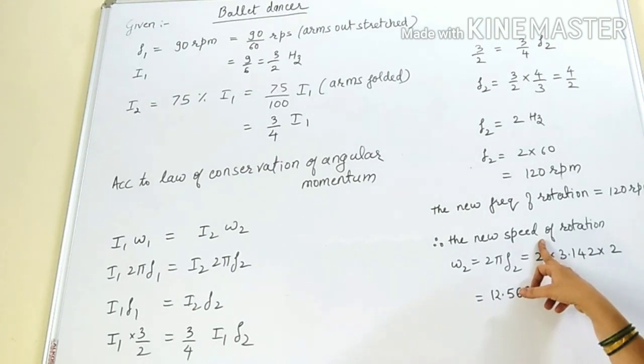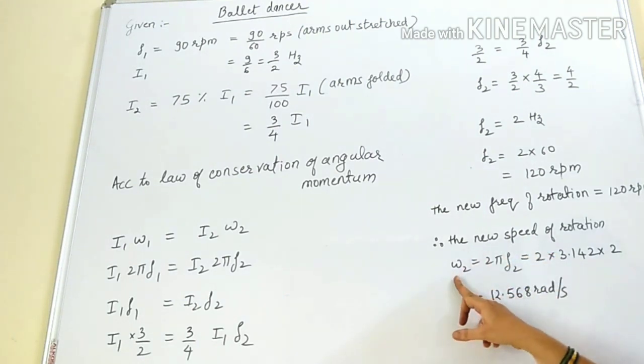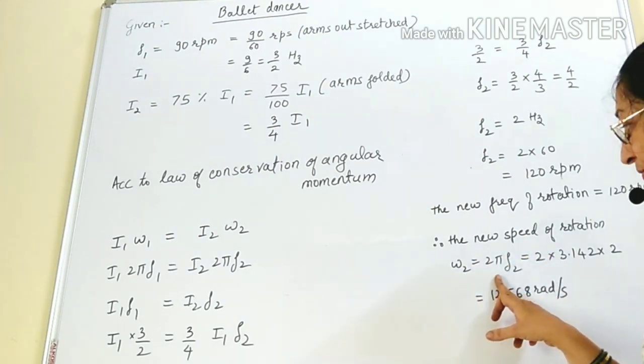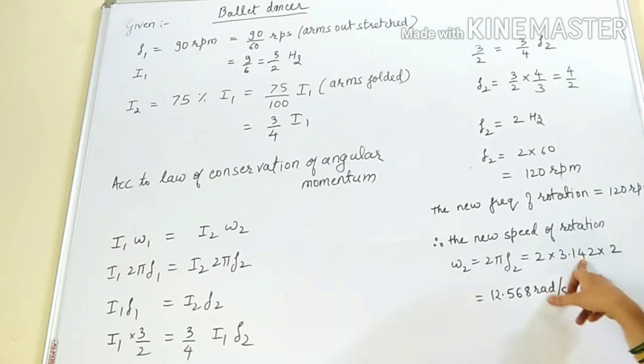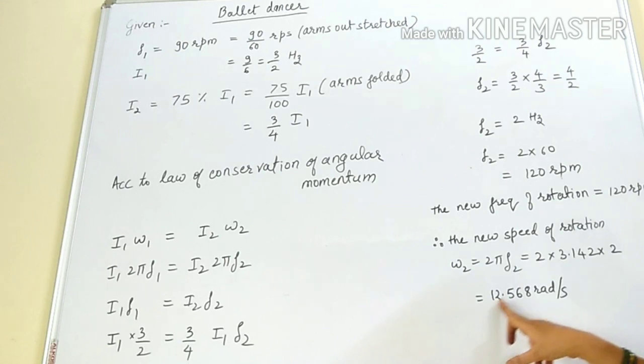That is the angular velocity. So omega 2 is 2 pi f2. So that is 2 into 3.142 into 2, that is 12.568 radians per second.